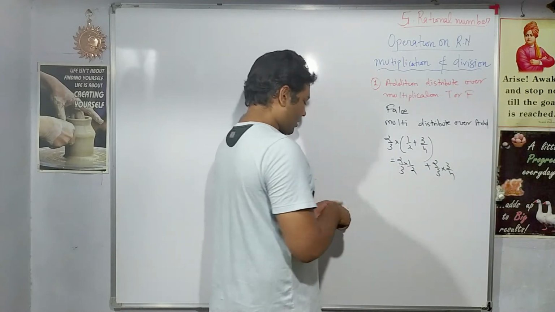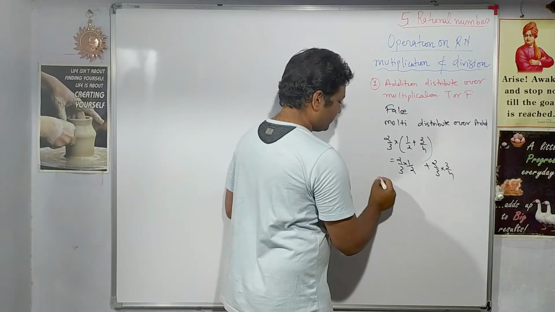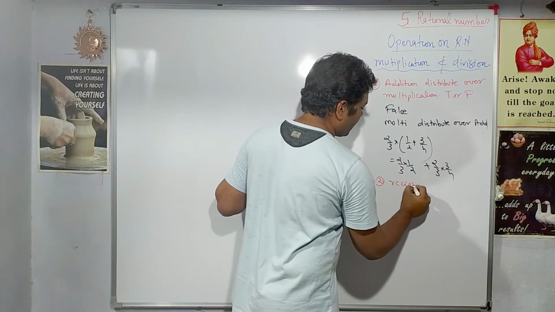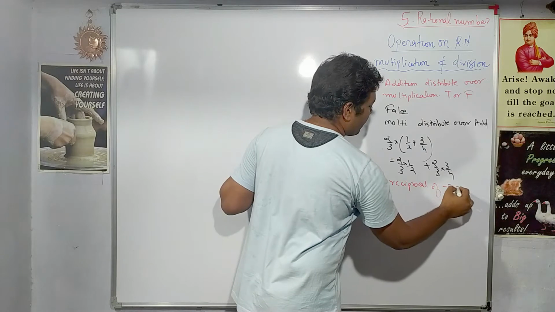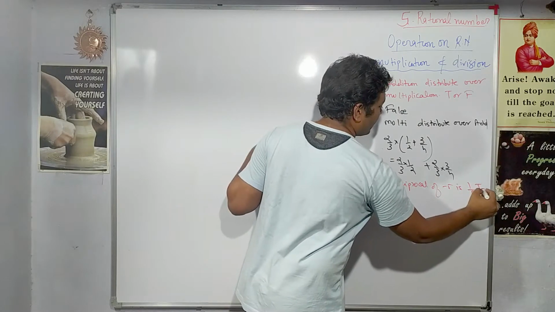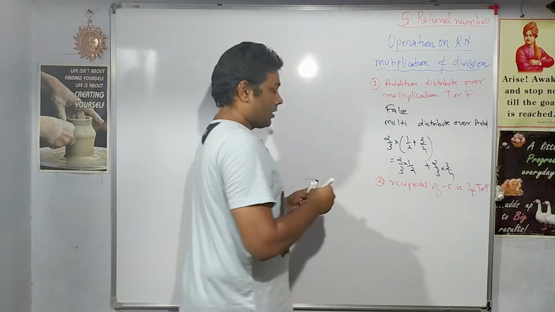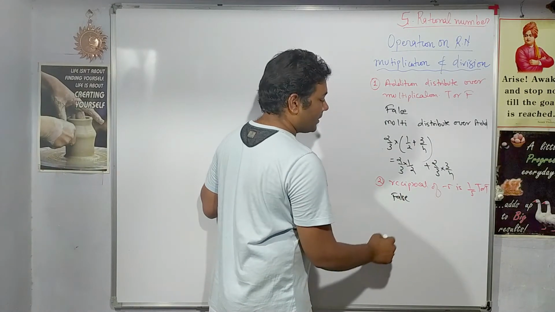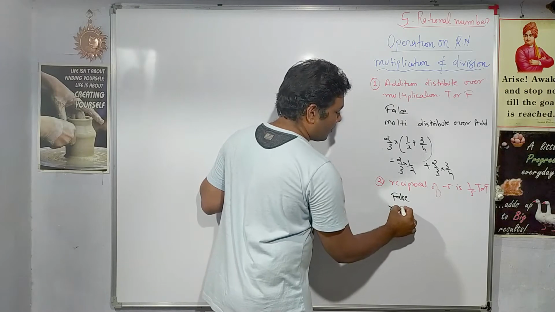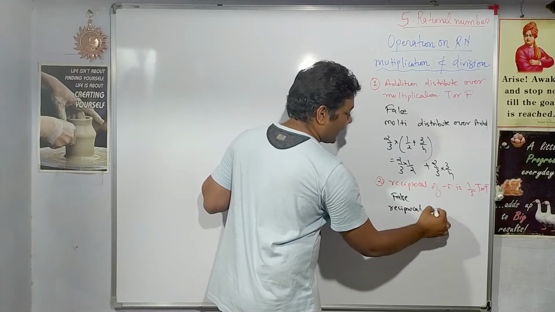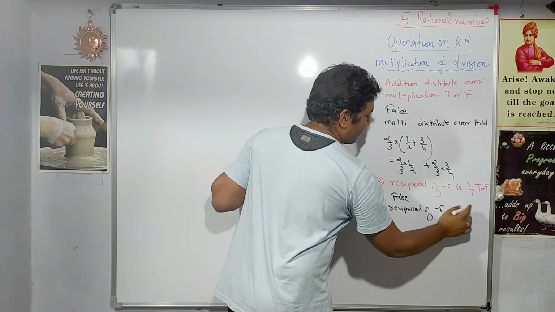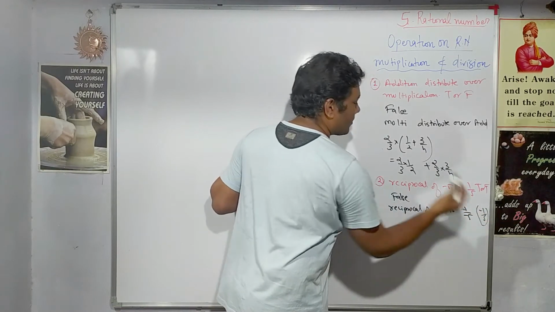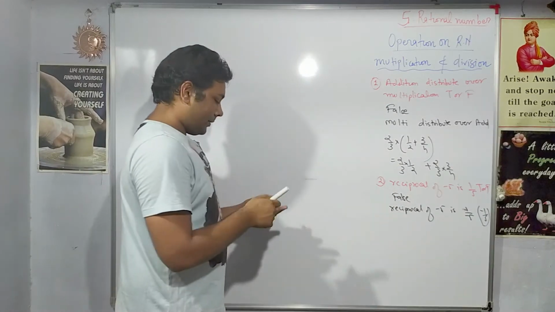Then the next question is: reciprocal of minus 5 is 1 by 5. True or false? Again this is false, right? What will be the correct statement? Reciprocal of minus 5 is 1 upon minus 5, or also you can write minus 1 upon 5. So this is the correct answer, right?